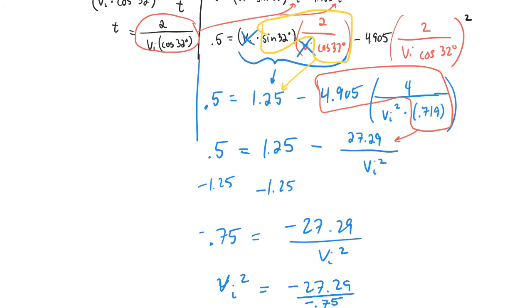So go ahead and find the quotient of 27.29 over 0.75. Then take the square root of that. 6.03. Somebody verify that, please. Make sure that Alex's work is correct. Yeah, that's right. 6.03. Now, plus or minus? It's plus because it's velocity, it's going up and to the right.